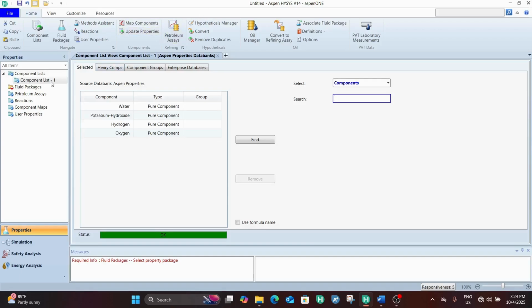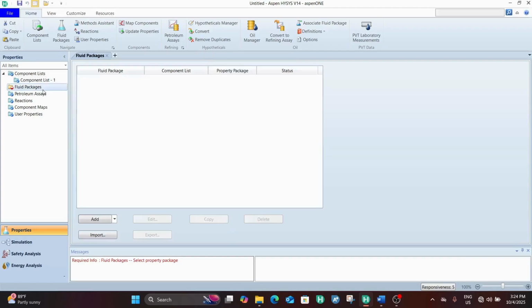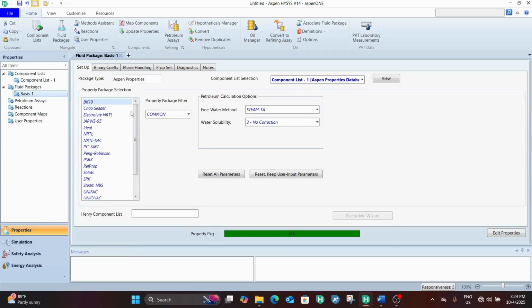Now, to do that, we require a fluid package as always, and our fluid package is going to be under Aspen properties also. As you can see, for the fluid package, we have a third option, which is thermal, but we are doing away with that for now. We're going to work with the Aspen properties, and the fluid package of the day is electrolyte NRTL, not the very versatile Mr. Peng-Robinson. Electrolyte wizard. Now, this is the reason why we are working with Aspen properties today.